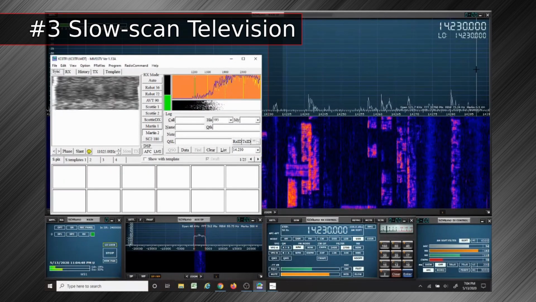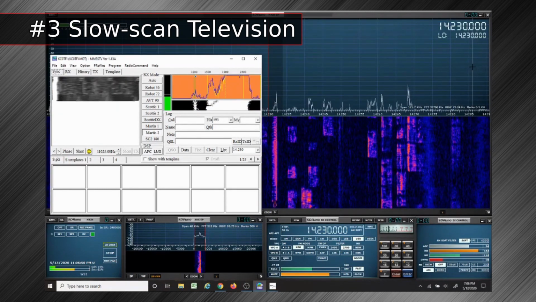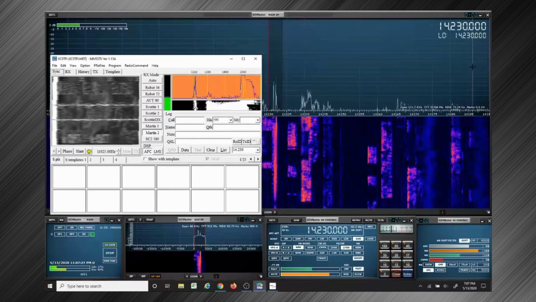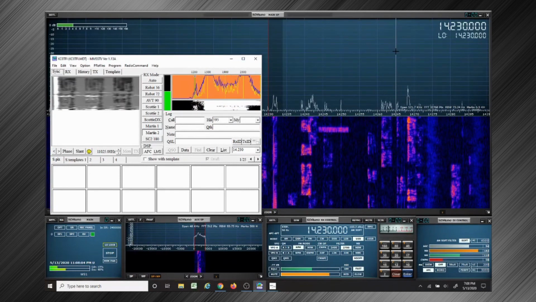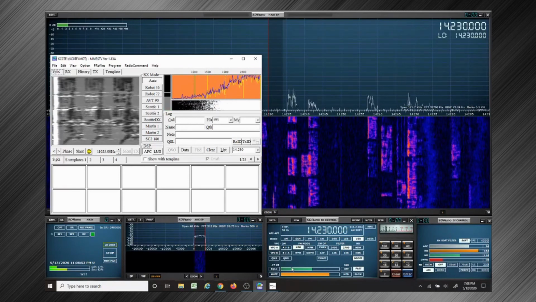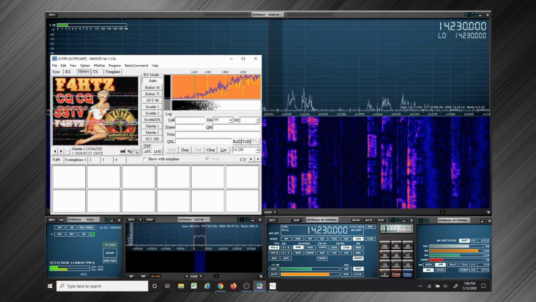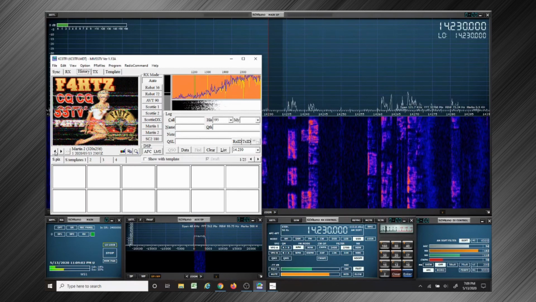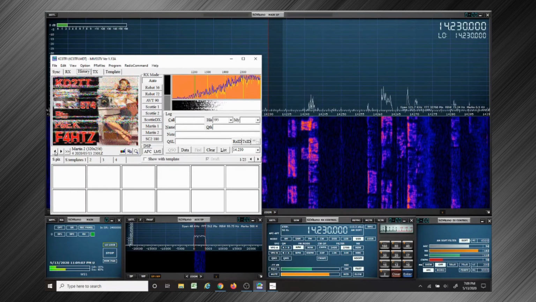Onto the number 3 spot is slow scan television, otherwise known as SSTV. This is the transmission of images over radio. While not as fast as texting your friend an image, this technology has been around since the late 50s. NASA even used a form of SSTV during the Apollo missions. SSTV is still widely used today, from amateur radio to pirates, and even NASA still employs it to send SSTV transmissions from the International Space Station. All you need to view these images is an SDR and a software like MMSSTV.